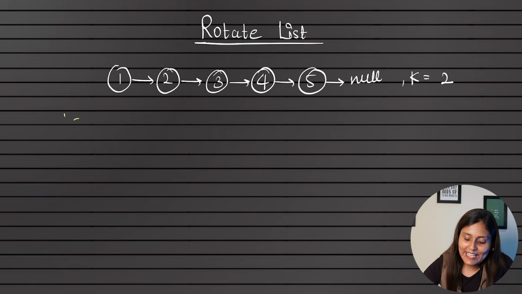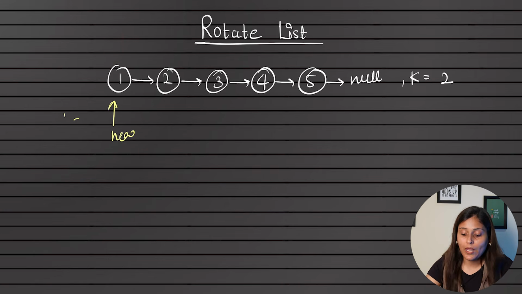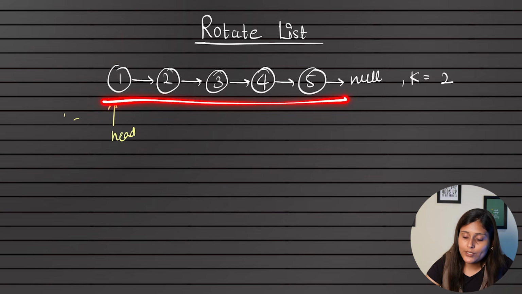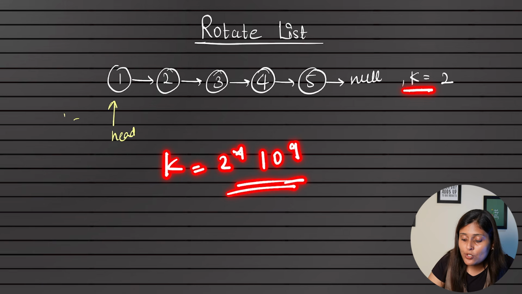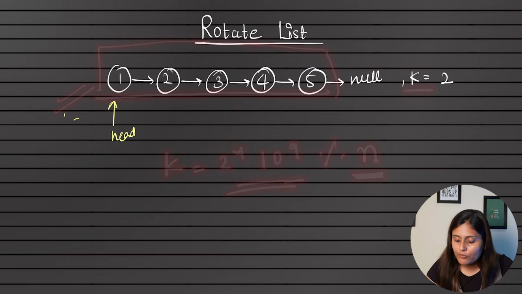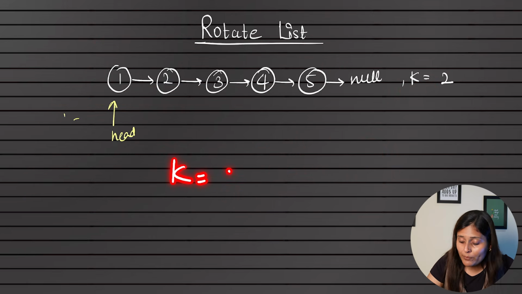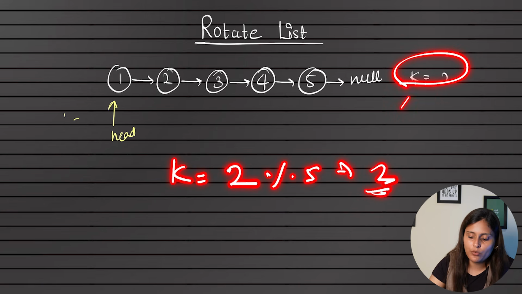Okay, so the logic says here is your head. Can I say that head is sitting here? Done. Now first we have to calculate the length. Why? Because you just saw that k was 2 into 10 power 9, so we have to bring this in range. For that we have to do modulo n, correct? So n is the length of the linked list. First, O(n) time complexity you will take to calculate the length. Once done, you will be left with your smallest possible k. So here k modulo 5 will give you 2 only. So k is equal to 2, fixed.